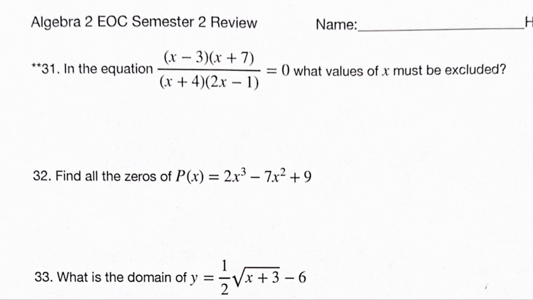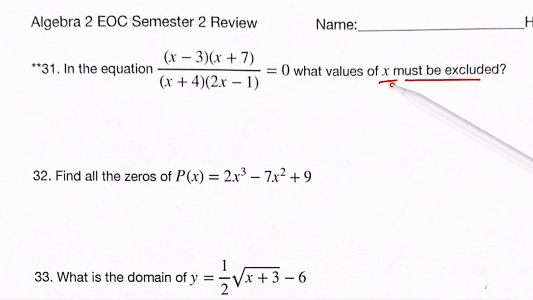Question number 31. It's got the 2 stars, so we don't have to have this one completed. But let's go ahead and walk through it. What values of x must be excluded? So the numerator is already factored. The denominator is factored. We check to see if any factors cancel, and there are no matching factors.